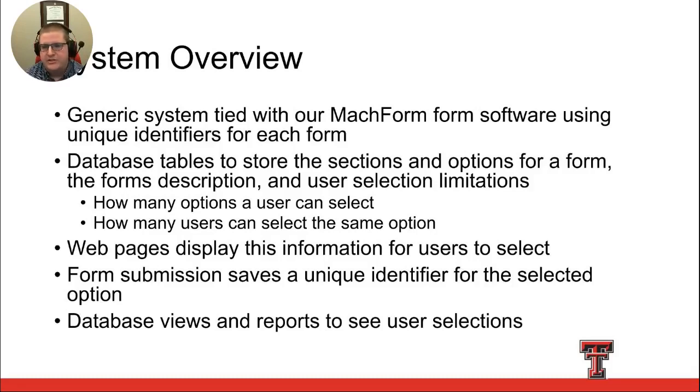We then have the web pages to display that information for users to select, so we kind of showed what those are going through. The form submission saves a unique identifier for each selected option. So our table that defines maybe the 8 to 9 a.m. Saturday option has a key ID of 15. Well, then the form submission saves option 15 with the selection, and that way we know this person had marked off this option, so we know which ones have been claimed and how many people have claimed each option.